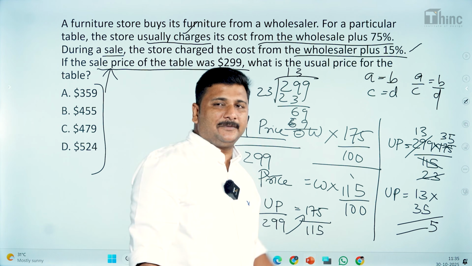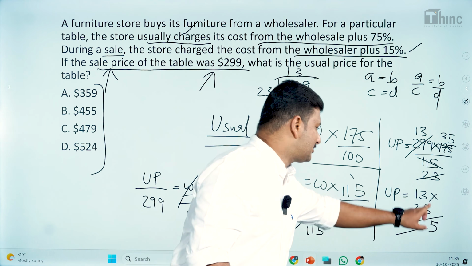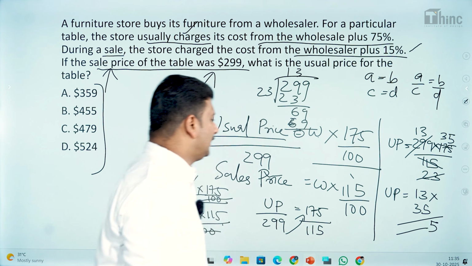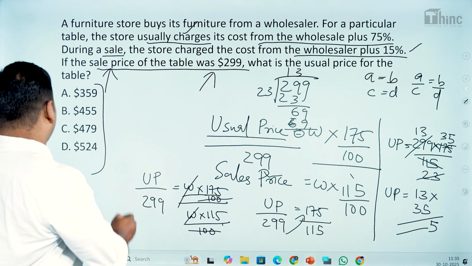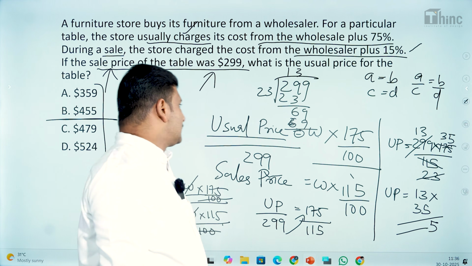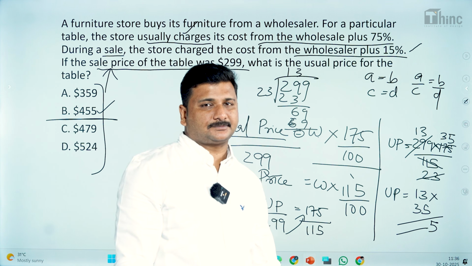So usual price is what we need to find out. And we know that usual price is a number ending with 5 for sure, because when you do this multiplication, 3 into 5 is 15. So this number ends with 5. So usual price ends with 5. There is only one option ending with 5. So B will be the correct answer.